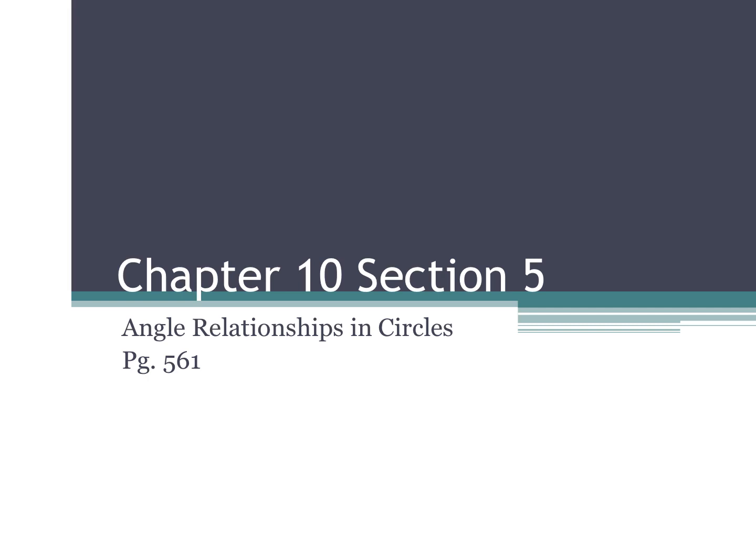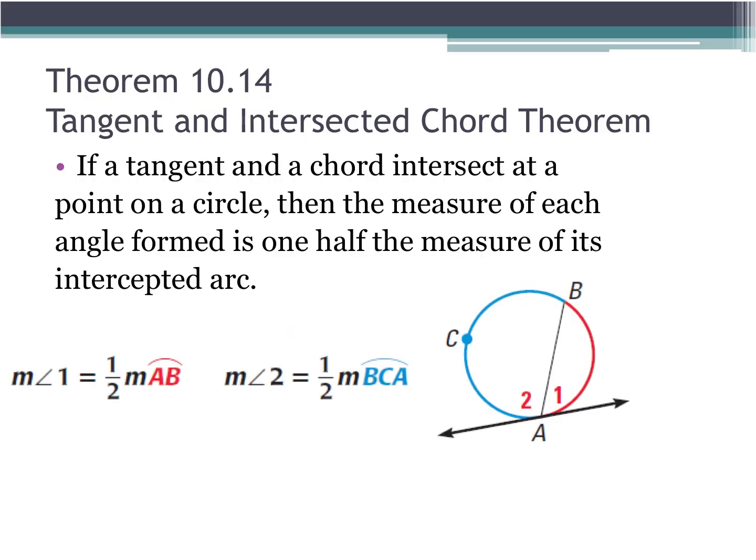So today we're going to go over chapter 10, section 5, which is angle relationships in circles. We're going to start with theorem 10.14, which is the tangent and intersected chord theorem. It states that if a tangent and a chord intersect at a point on a circle, then the measure of each angle formed is 1/2 the measure of its intercepting arc.